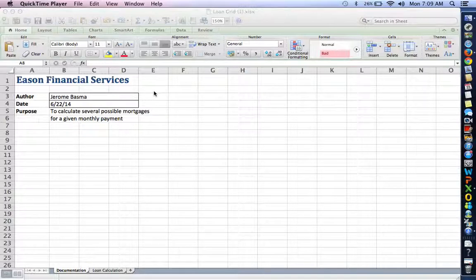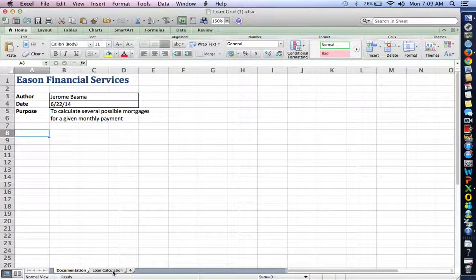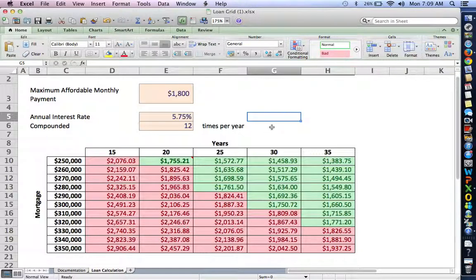So without further ado, I filled in the author and the date in the documentation tab, and then I went into the loan calculation tab to start working on the grid. The first thing that I entered was the maximum affordable monthly payment, which was pretty easy. I then entered the annual interest rate, and then the compounded rate over the year, which is just a monthly rate, so it's 12.